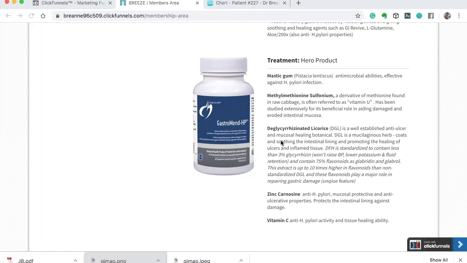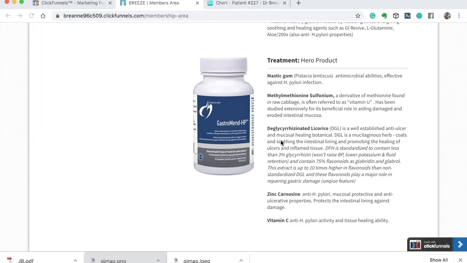of affecting blood sugar. This extract is 10 times higher in flavonoids than non-standardized DGL, and these flavonoids play a major role in repairing the gastric damage. So you really want to choose a DGL product that is standardized with high percentages of flavonoids for its beneficial clinically relevant properties of healing the gut mucosa.